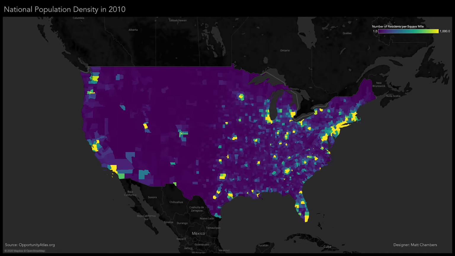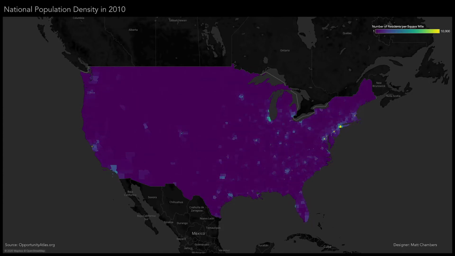Here we are looking at the population density of the United States. The more intense yellow represents areas with more than 1,000 residents per square mile. We can see that the Northeast is the most densely populated area in the United States. However, if we change the scale to show areas with more than 10,000 residents per square mile, we only see a small cluster in the Northeast, New York.